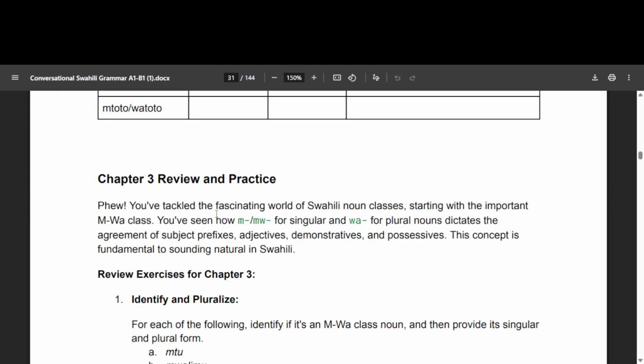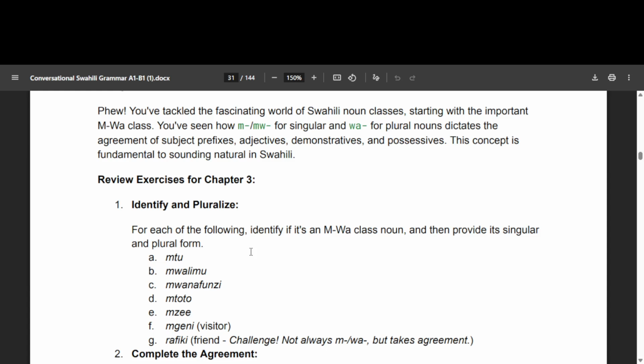Chapter 3, review and practice. You've tackled this fascinating world of Swahili noun classes. Starting with the important M-WA class, you've seen how the M and MW for singular and WA for plural nouns dictates the agreement of subject prefixes, adjectives, demonstratives, and possessives. This concept is fundamental to sounding natural in Swahili.